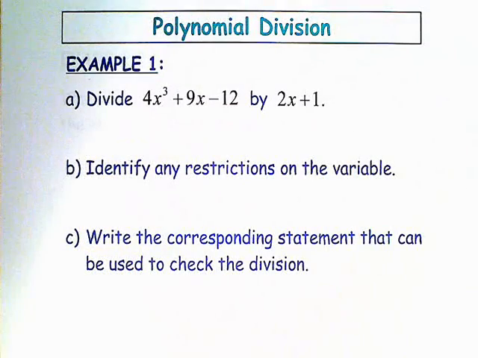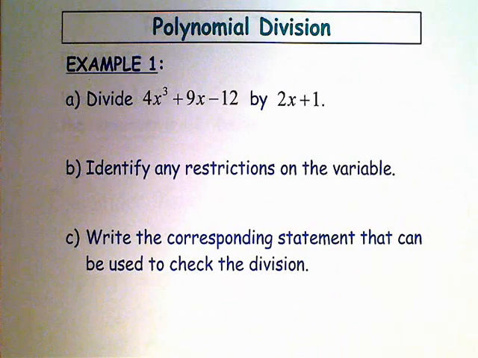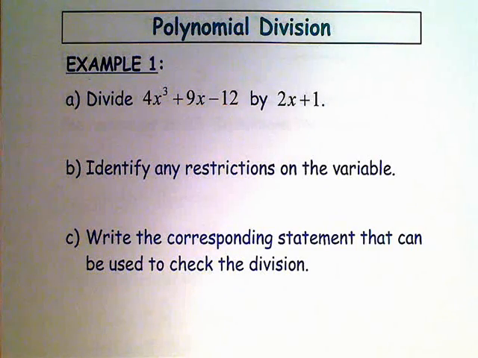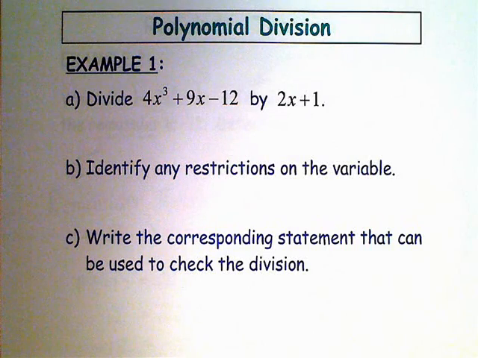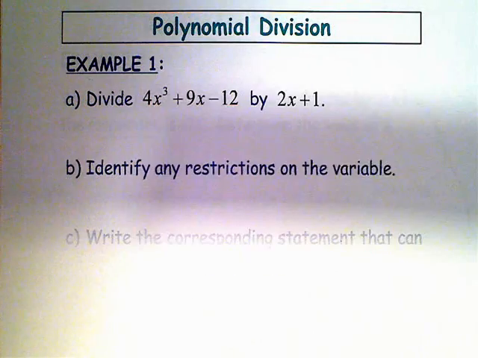Okay, for the first example, it asks us to divide 4x cubed plus 9x minus 12 by 2x plus 1. And then it asks us to identify any restrictions on the variable. And then finally, we're going to write the corresponding statement that can be used to check the division. Okay, so I'm going to do this on a separate sheet of paper so I have more room.